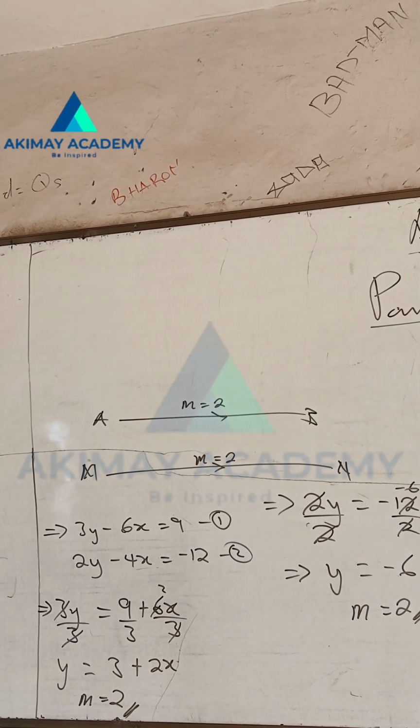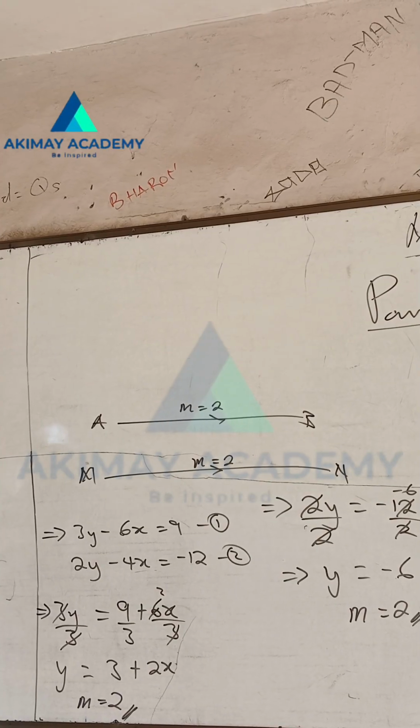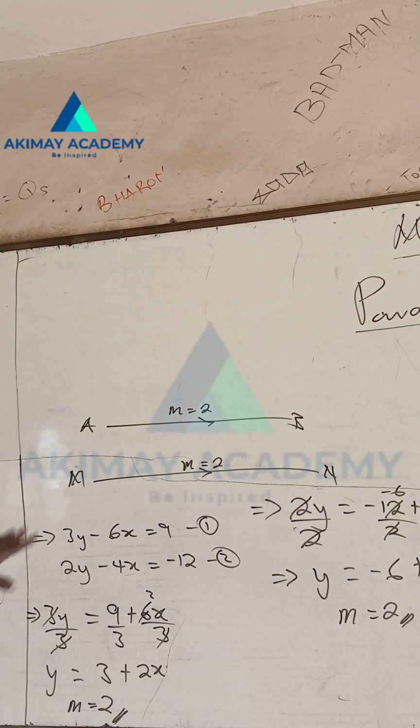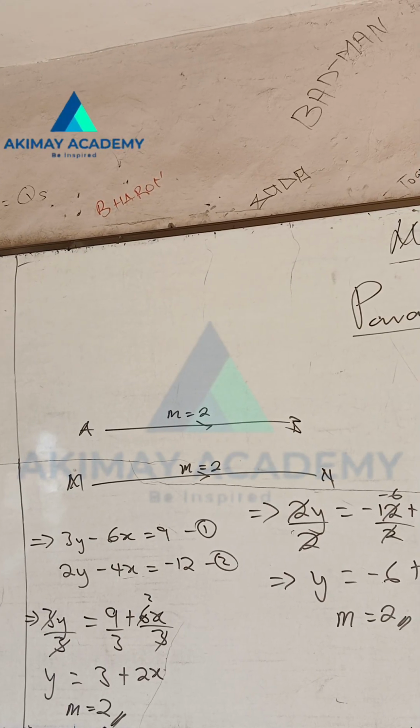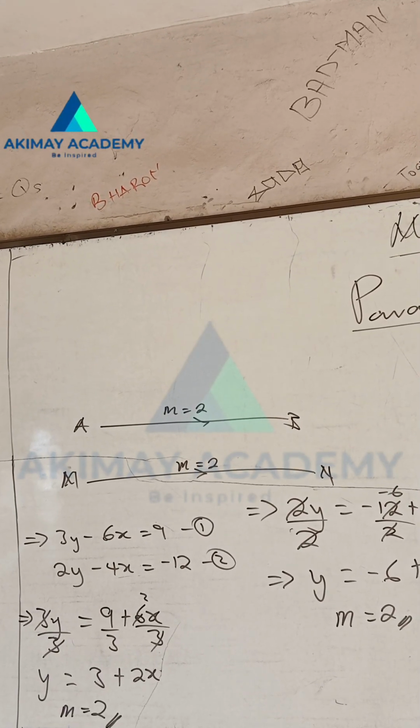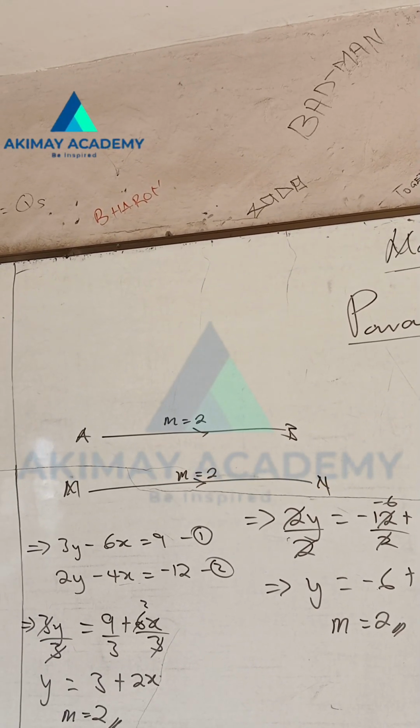Because we say parallel lines are lines which have the same gradient. So these two lines are parallel. Okay? Because their gradients are the same. I hope this is clear.